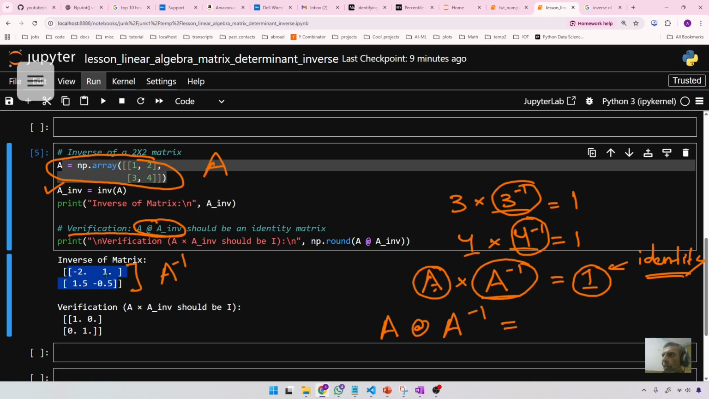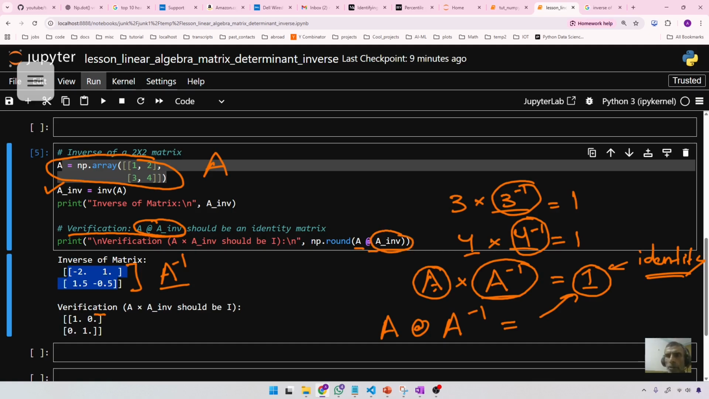The answer should be 1. If the answer is 1, then we know our A inverse is right. And sure enough, that's what I'm doing over here. If you look over here, I'm taking my A and multiplying by A inverse, and then I'm rounding it off, and then I print my result.